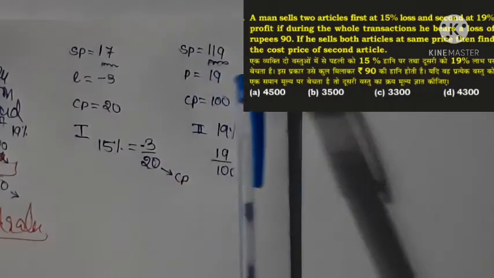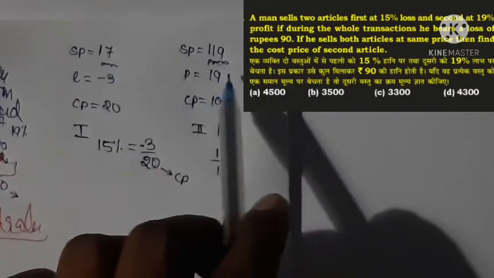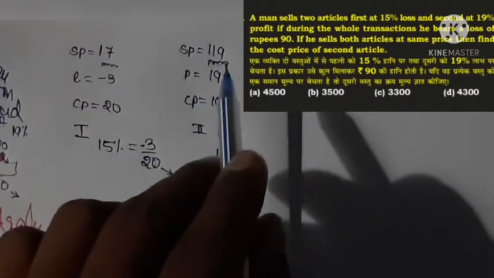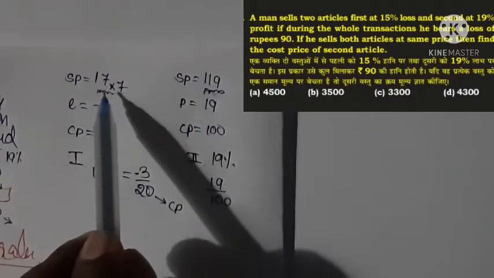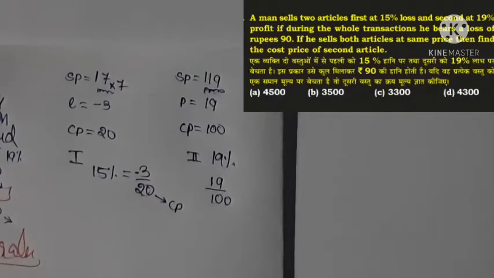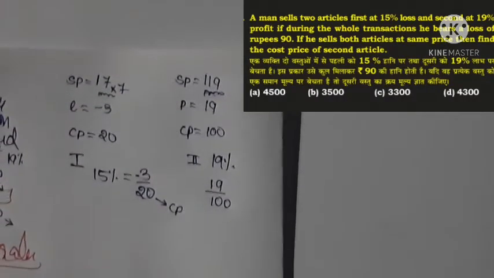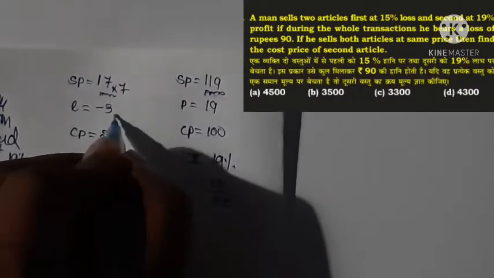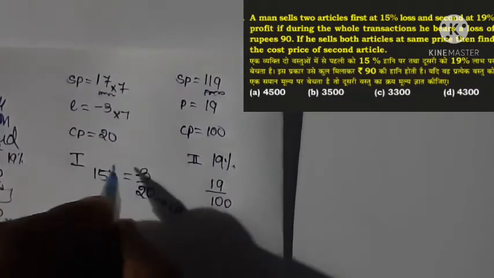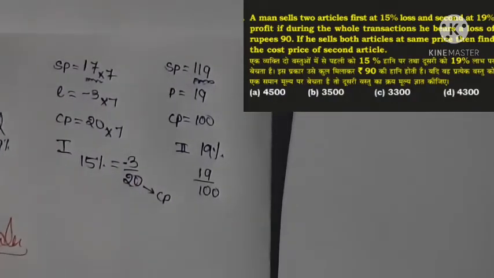So here we can equalize both selling prices. How can I equalize? Multiply this value into 7, so this value is equal to 119. Similarly multiply this value into 7. During the whole transactions he bears a loss of rupees 90.